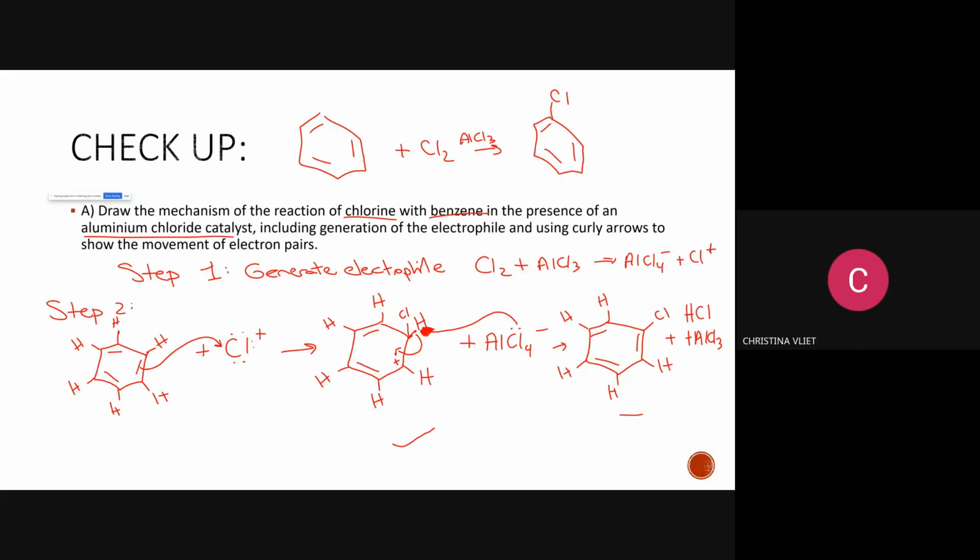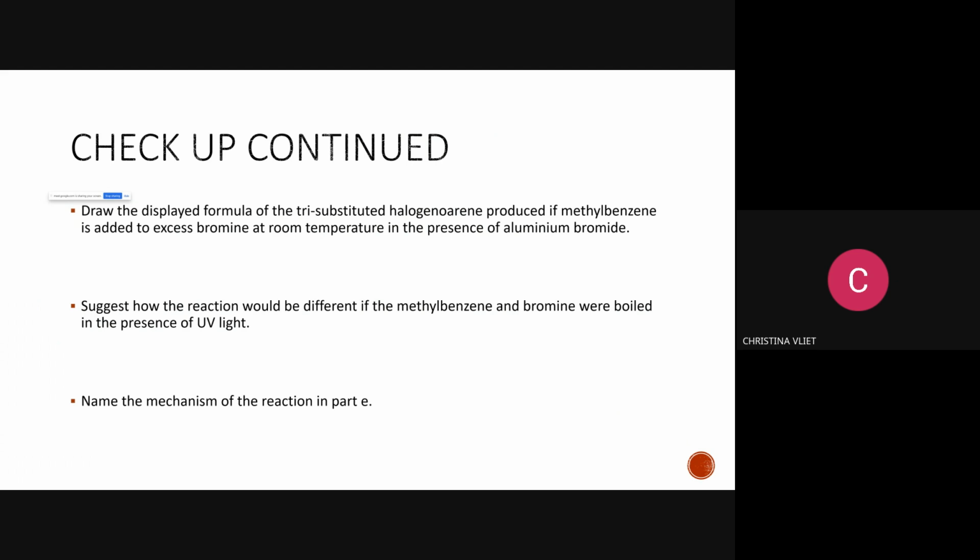All right, let's go ahead and take a look at our next checkup from the textbook. It says, draw the displayed formula of a tri-substituted halogen produced if methylbenzene is added to excess bromine. So I've got methylbenzene, I've got excess bromine, and they said to tri-substitute it. So where would I put the bromines? 2, 4, and 6. So it would be this, this, and this. Only because we're being told we have to put 3 on.